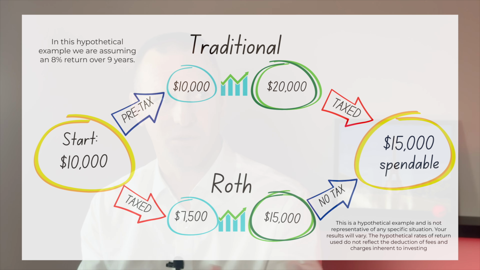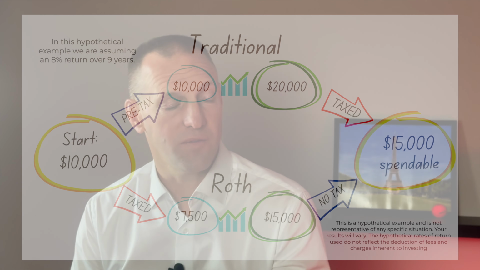So either way you did it, you still ended up with the same. You put in 10, you ended up with 15. Well, you put in 7,500, but you started with the base of 10,000. Yeah. But you ended up with 15,000 spendable. Yeah, I think that's what's most confusing. I mean, that's great that they end up at the same number, so it's just kind of like either one's fine. But I just get confused on, okay, do I want to pay the taxes now or later?